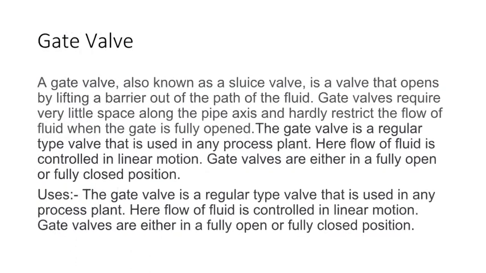A gate valve, also known as a sluice valve, is a valve that opens by lifting a barrier out of the path of the fluid. Gate valves require very little space along the pipe axis and hardly restrict the flow of fluid when the gate is fully open. The gate valve is a regular type valve that is used in any process plant. Here flow of fluid is controlled in linear motion. Gate valves are either in a fully open or fully closed position.